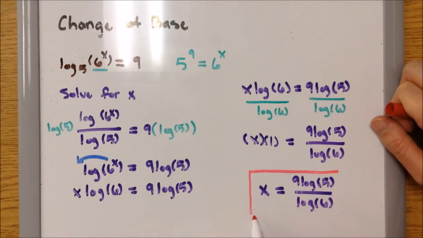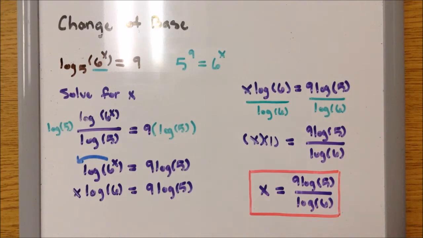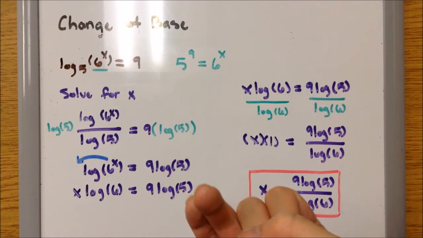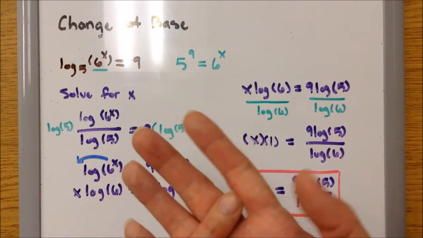But right now we're going to focus on how to set it up, because typing into the calculator would just take less than a minute, as long as it was done correctly. So again, x equals 9 log 5 over log of 6. And that's how you're going to use change of base. You're going to use the quotient property, the power property, the product property.